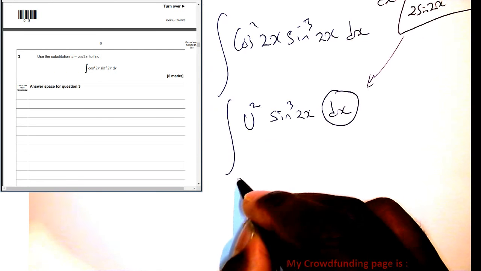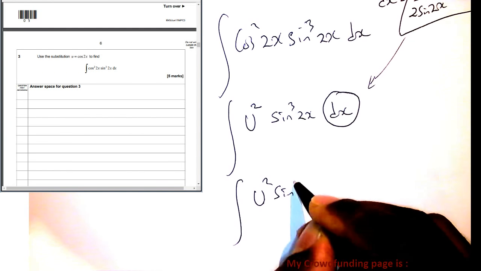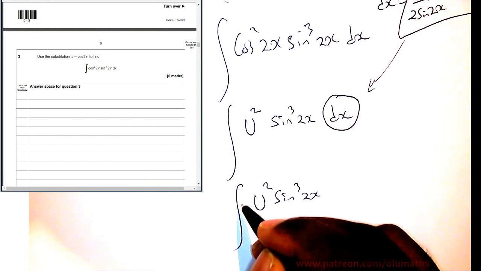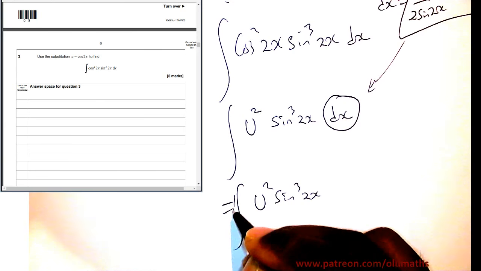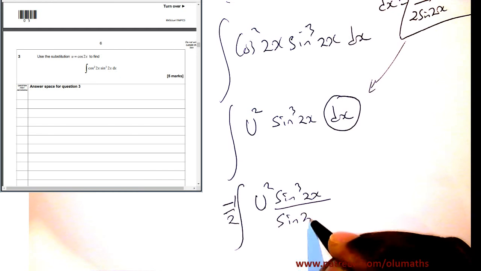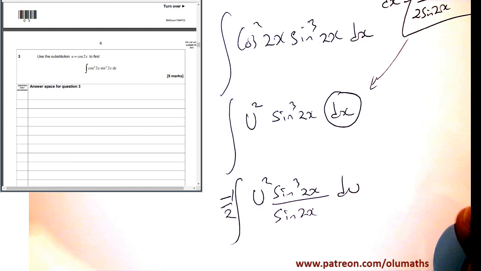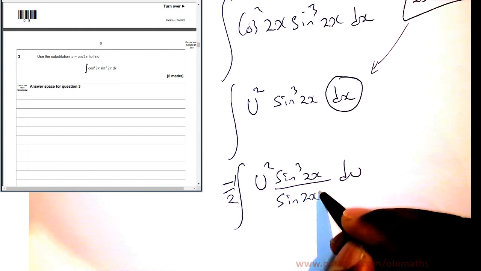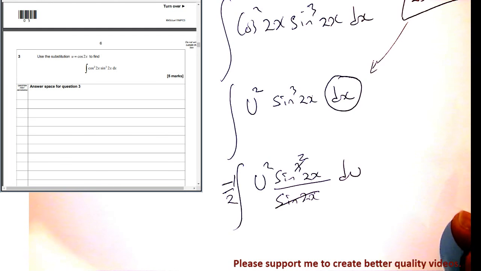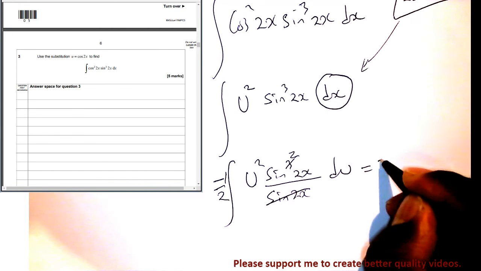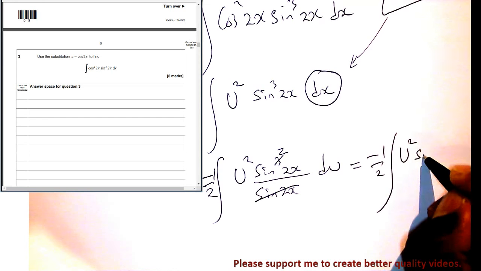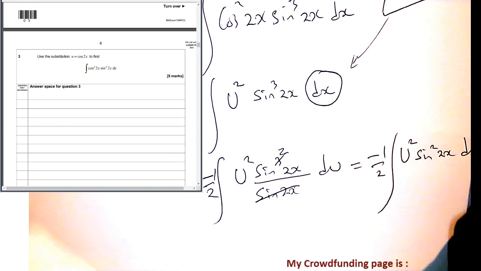So that becomes the integral of u squared sine cubed 2x, and instead of writing dx, I'm going to write that. So there's a negative outside, and there's a 1 over 2 outside, over sine 2x du. Of course, that is going to cancel and reduce the power to 2, because it's going to take one of them out. And that leaves you with minus half integral of u squared sine squared 2x du.